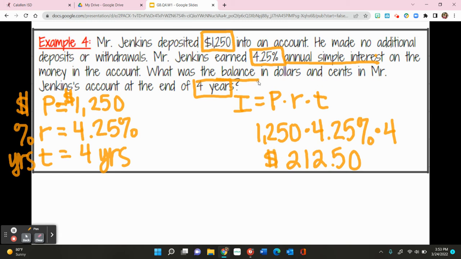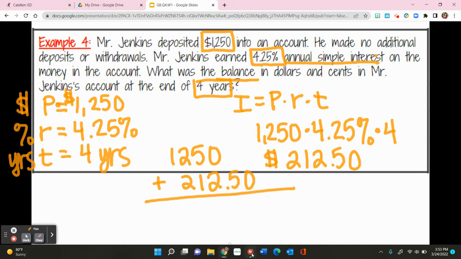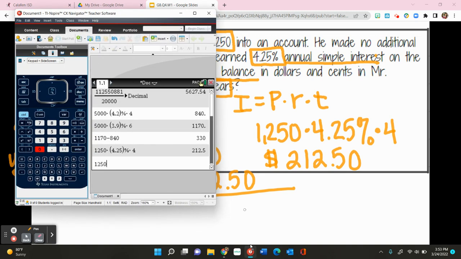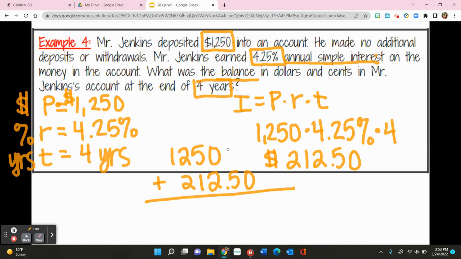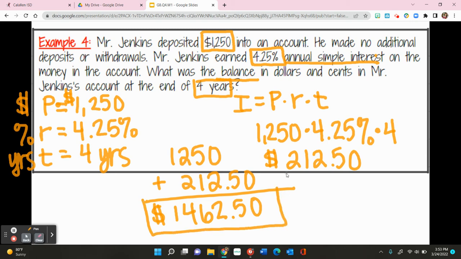If I want to find his account balance, like I mentioned before, I'm going to take the amount of interest earned and I'm going to add the original amount he deposited. So 1,250 plus 212.50. When you put that in your calculator, or if you want to solve it by hand, you can. 1250 plus 212.5 is going to give us 1,462.50. So this is his account balance, $1,462.50.